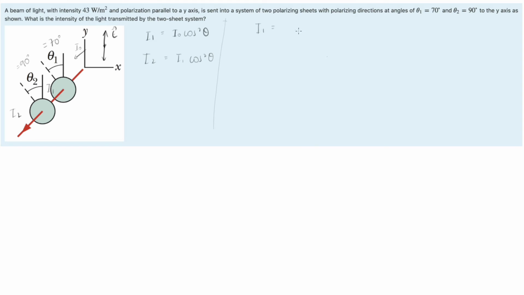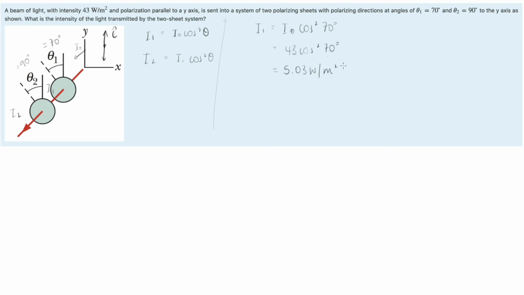Okay, so for I1, what is the angle to our initial polarization? Well, it is 70 degrees. So therefore, we're going to say cos squared of 70 degrees. Now, our initial intensity is 43 watts per square meter. So we're going to say 43 cos squared 70 degrees. And what is that going to equal? That's going to equal roughly 5.03 watts per square meter.